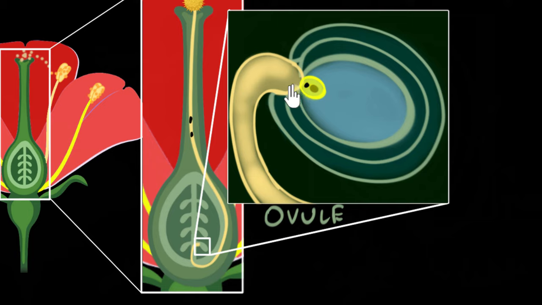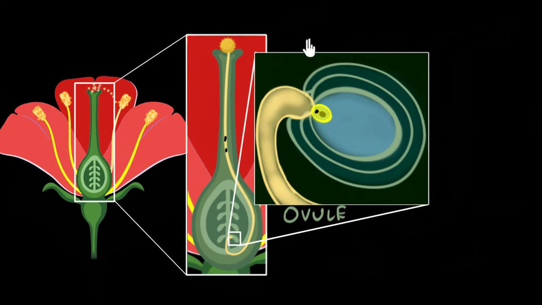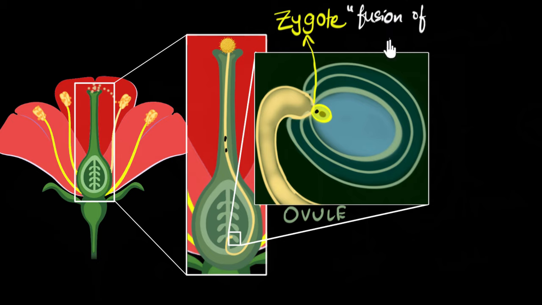So when that fusion happens, we now get a new cell. And this new cell, which is basically the fusion of the 2, we give a name to that, we call this the zygote. Zygote. So what exactly is a zygote? Zygote is the fusion of sperm and the egg. Great, we now have a zygote.